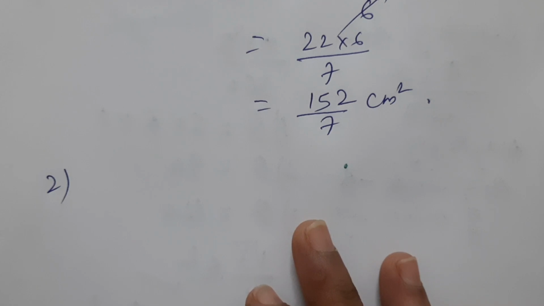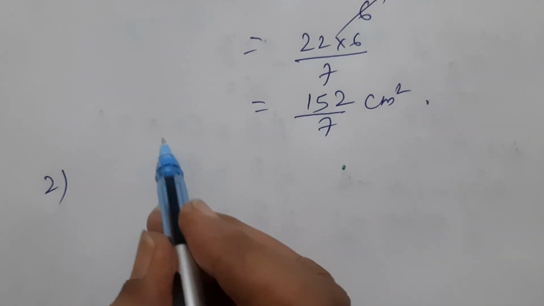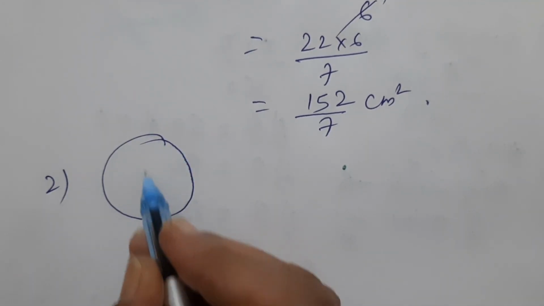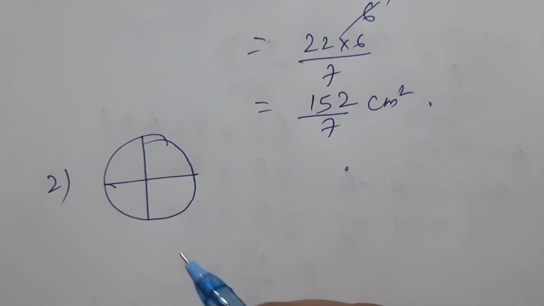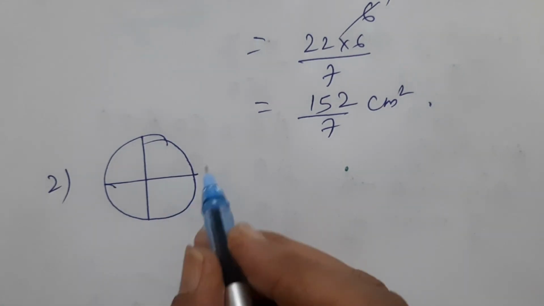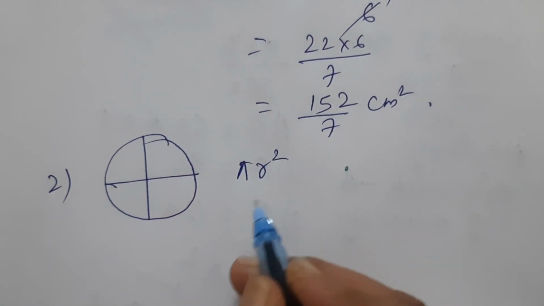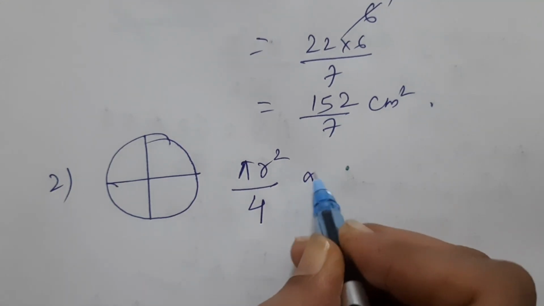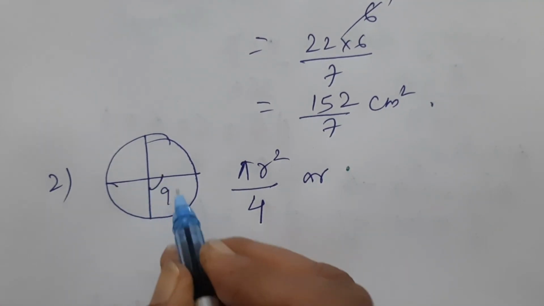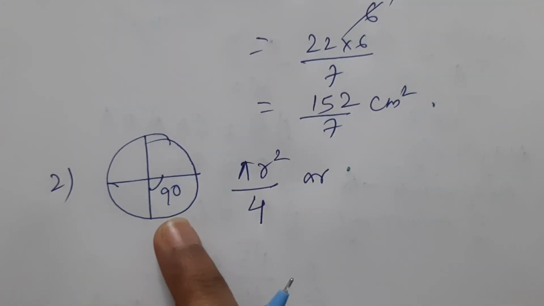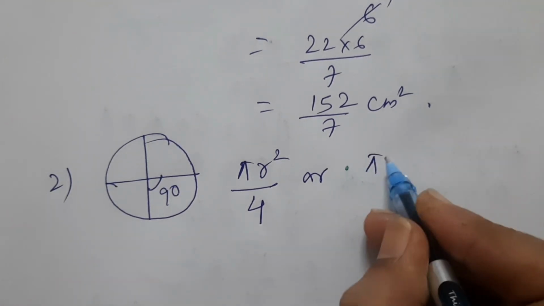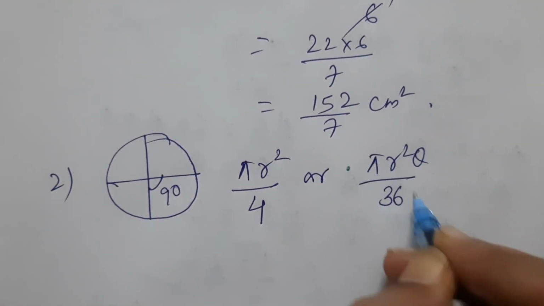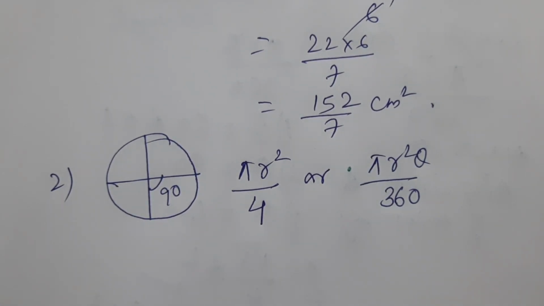Second question is find the area of the quadrant. So here, out of the circle, quadrant is the fourth part of the circle. So we can find it in two different ways. Either we can find area of circle, divide by 4, or we can find it by using area of sector where theta is 90. So formula is pi r square theta by 360. Choice is yours. How we are going to do?